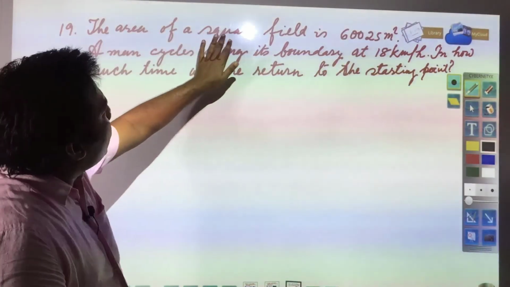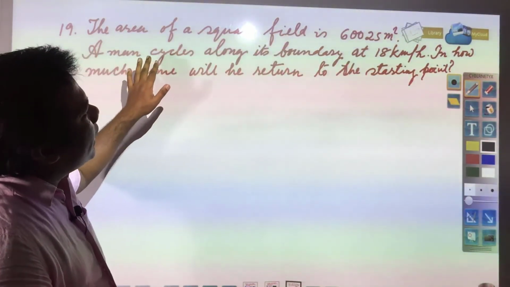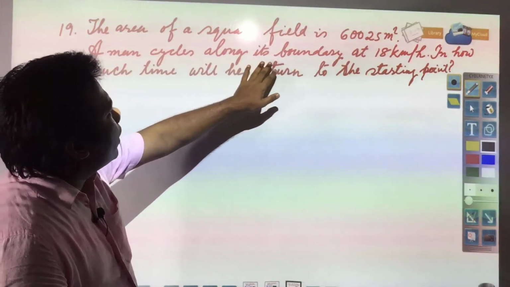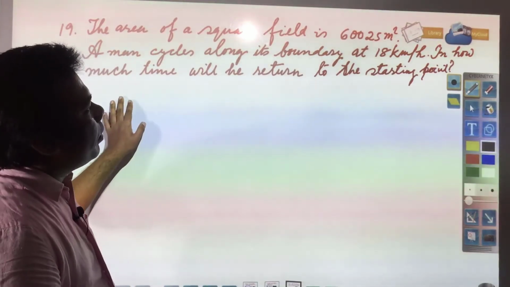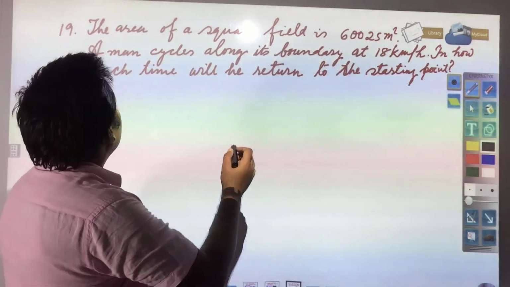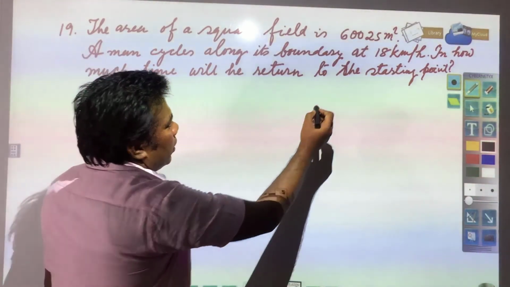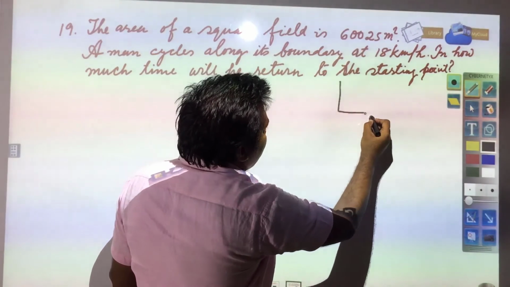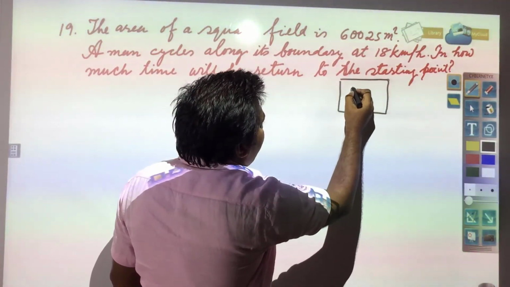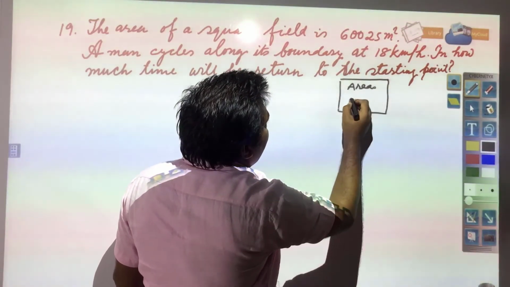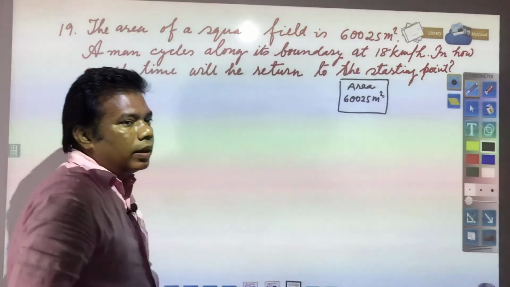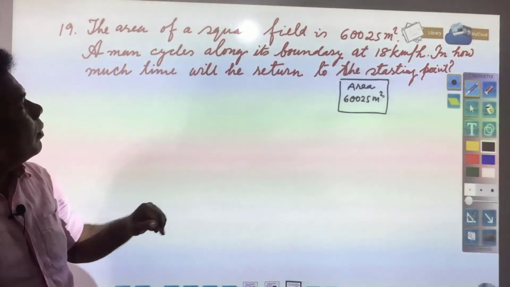Next question you see: the area of a square field is 60,025 meters square. A man cycles along its boundary at 18 km per hour. In how much time will he return to the starting point? Here you see the area of a square field. Suppose this is your square field and area has been given, that is 60025 meter square. This is area of the square field.